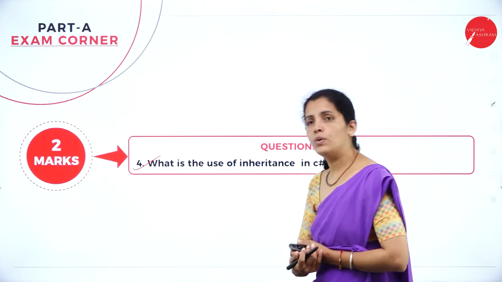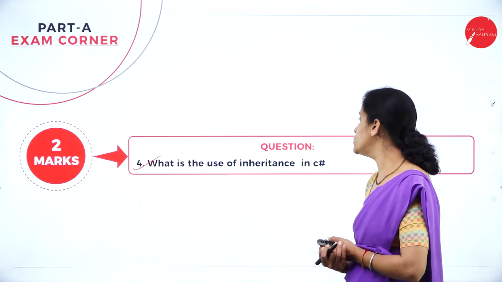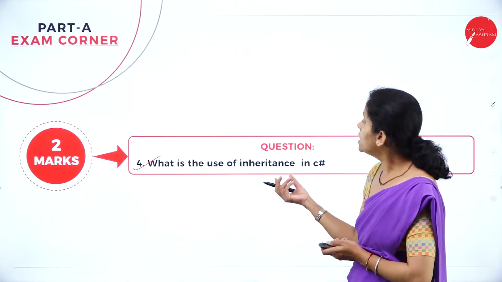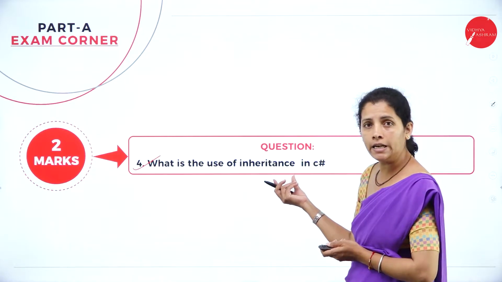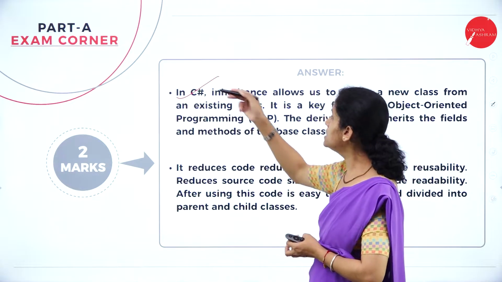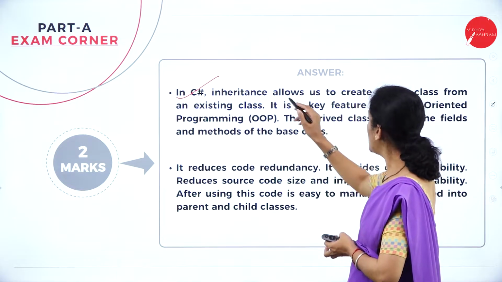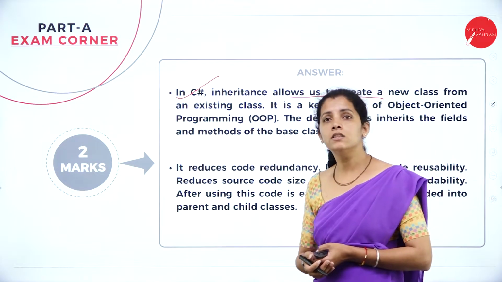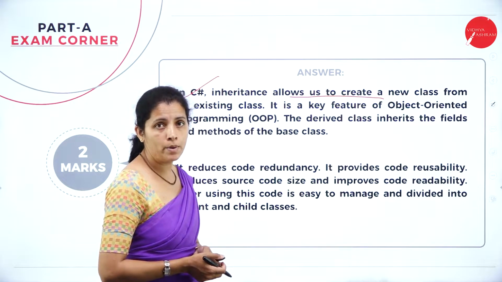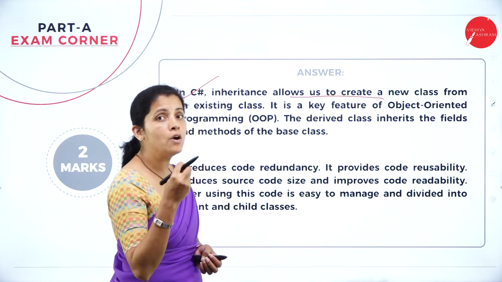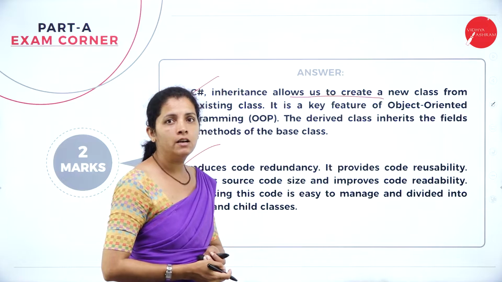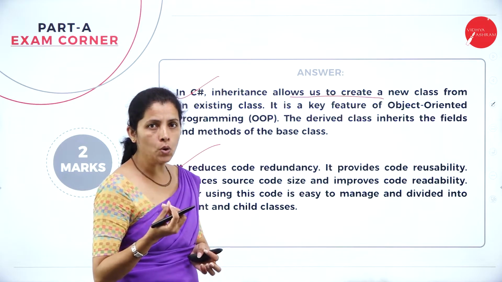Now, the fourth question here is, what is the use of inheritance in C#? So, what is inheriting? That's nothing but reusability. In C#, inheritance allows us to create a new class from an existing class. In the sense, I am able to acquire the properties of the existing class. Then what is the advantage? I am able to reuse the code.